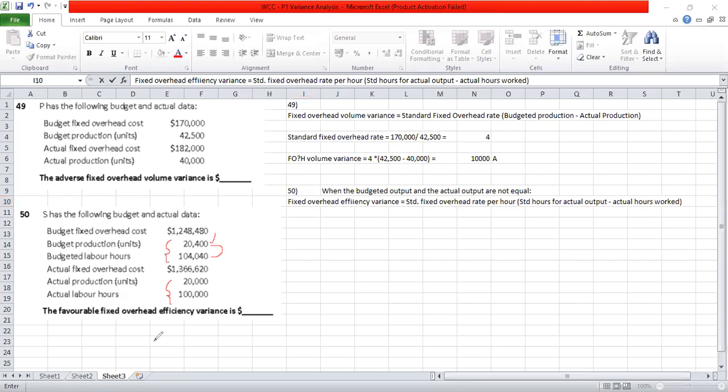what we should first do is, if for producing 20,400 units the labor hours required are 104,040, then for the production we want only 20,000. Why? Because the actual hours worked are only 20,000. So for the production of 20,000, what is the number of budgeted labor hours? So that's the logic. I hope I'm clear.